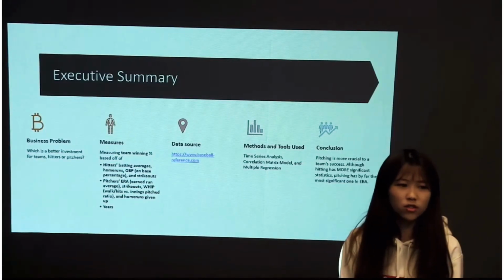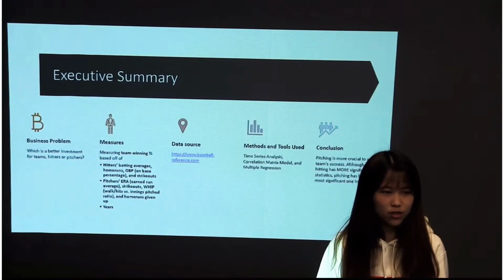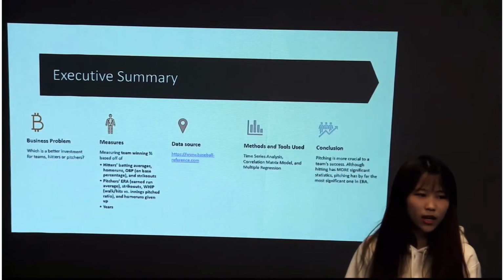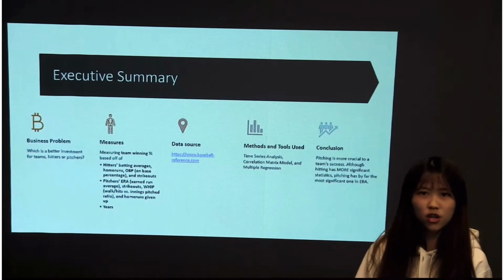Now we are moving on to the executive summary. Basically, we have 5 main parts here. First of all, we are going to talk about our business problem. And our business problem is what is a better investment for the team, hitters or pitchers.